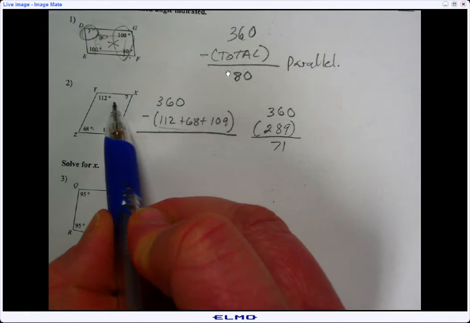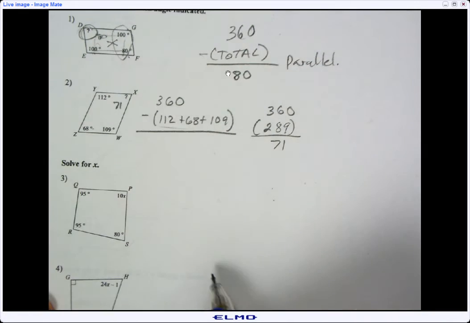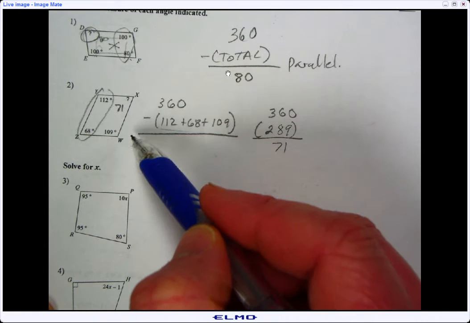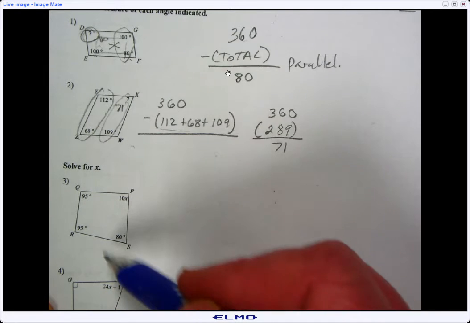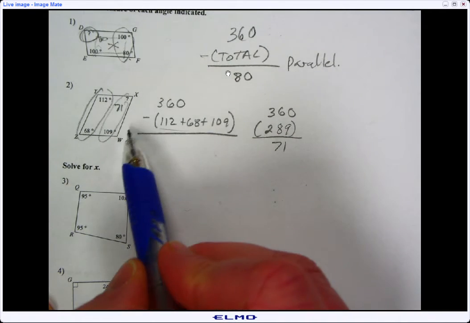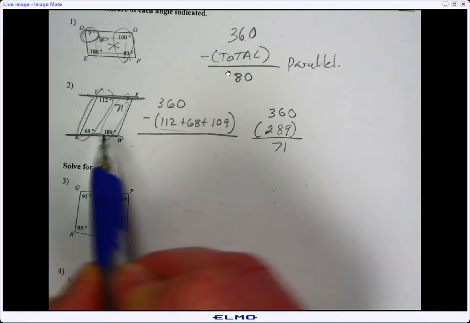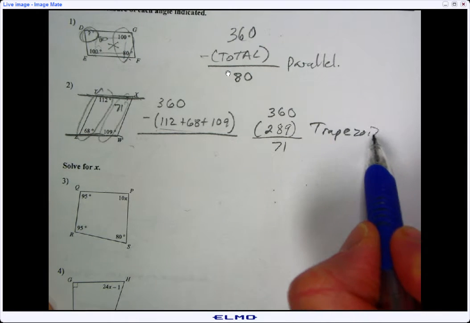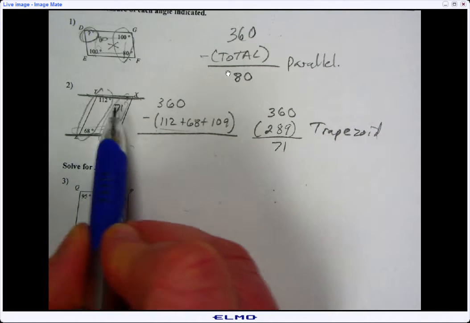So if you put that 71 in here, you notice 112 plus 68 is 180. 71 plus 109 is 180. These lines are parallel. This is a trapezoid. Doesn't look like it, because these don't add up to 180.